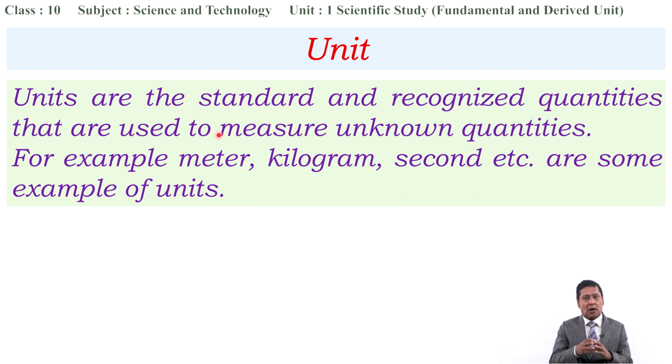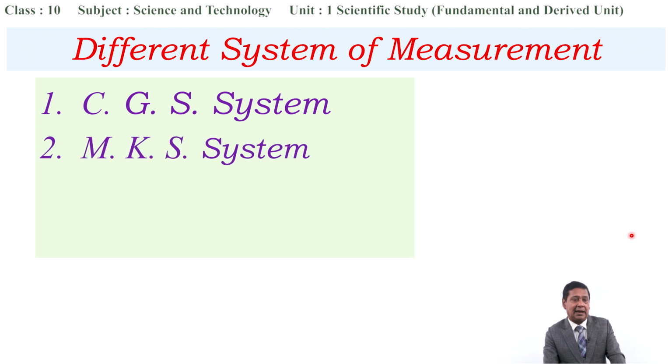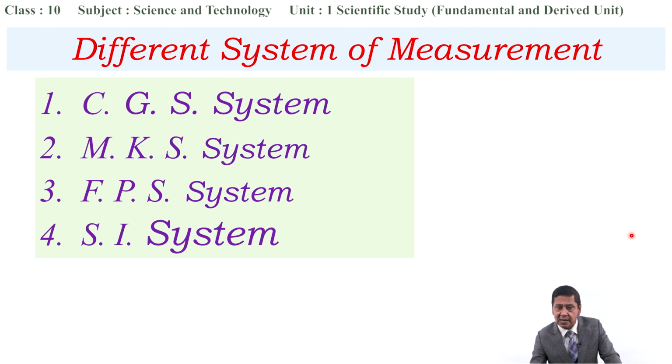Now I want to tell you about the different systems of measurement in which different units are used. This is the CGS system. There's another one, the MKS system. Another one, the FPS system. Another one, the SI system. These are different systems of measurement which are used in different places in this world, and they are famous. There are other units also which are not so famous.